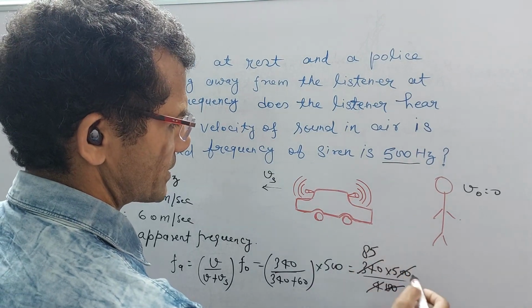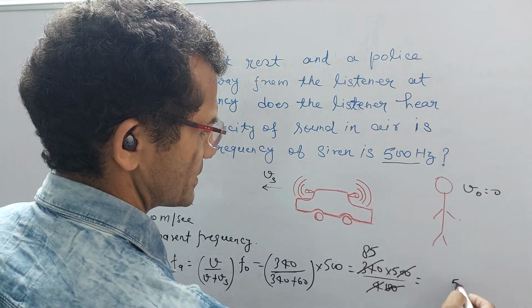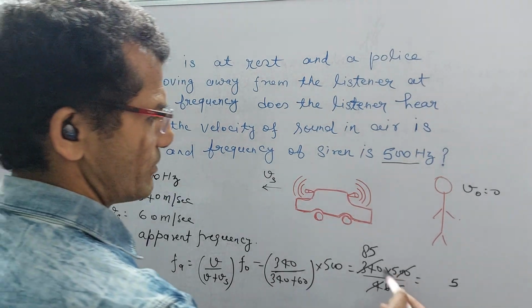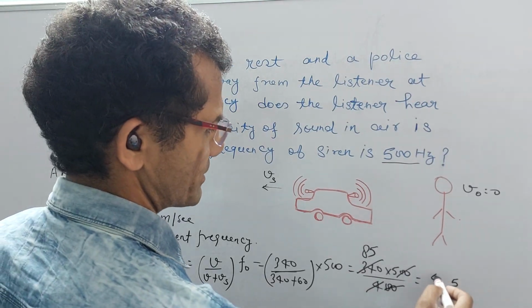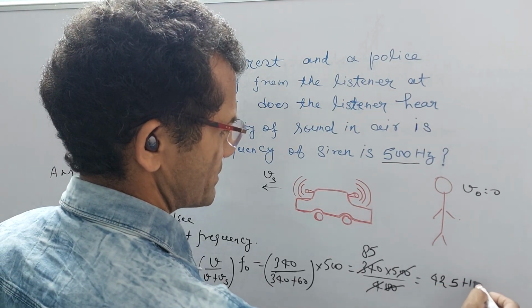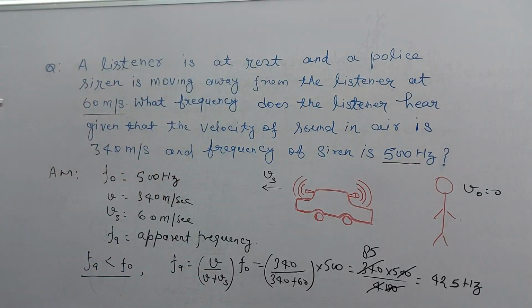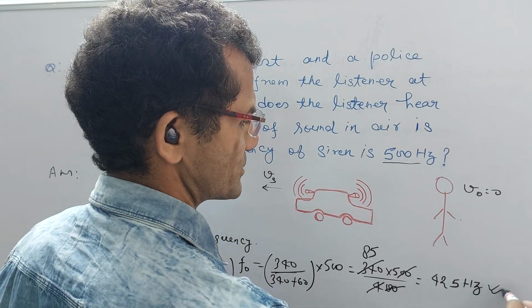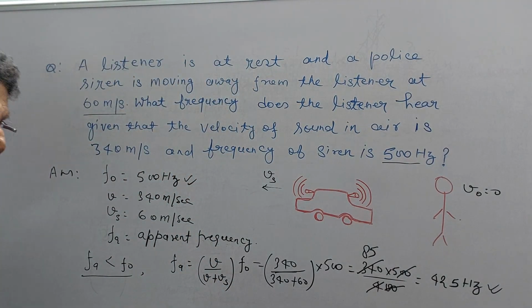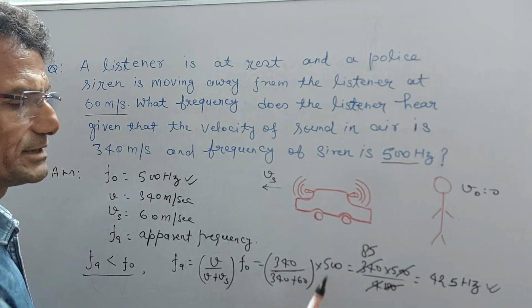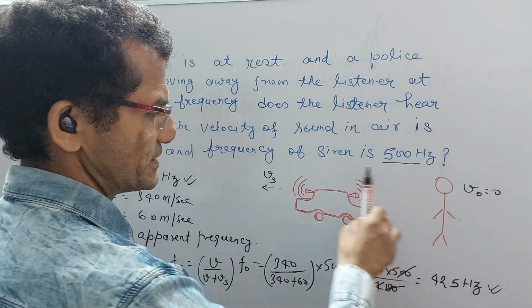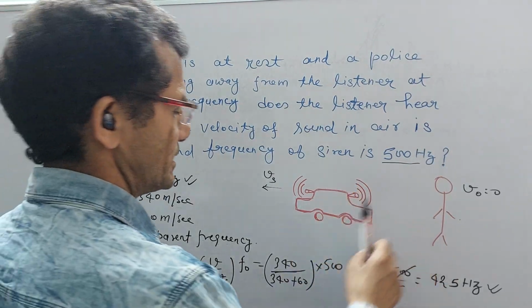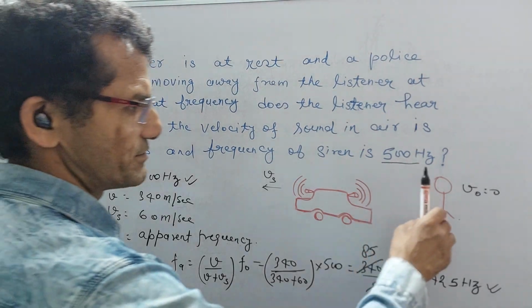So 85 multiplied by 5: 5 into 5 is 25, 5 into 8 is 40, 40 plus 2 is 42, so 425. So this comes out to 425 hertz. Our original frequency is 500 hertz, and the apparent frequency to the observer is 425. The frequency is decreasing. So whenever the relative distance between the observer and source is increasing, the frequency appearing to the observer will decrease.